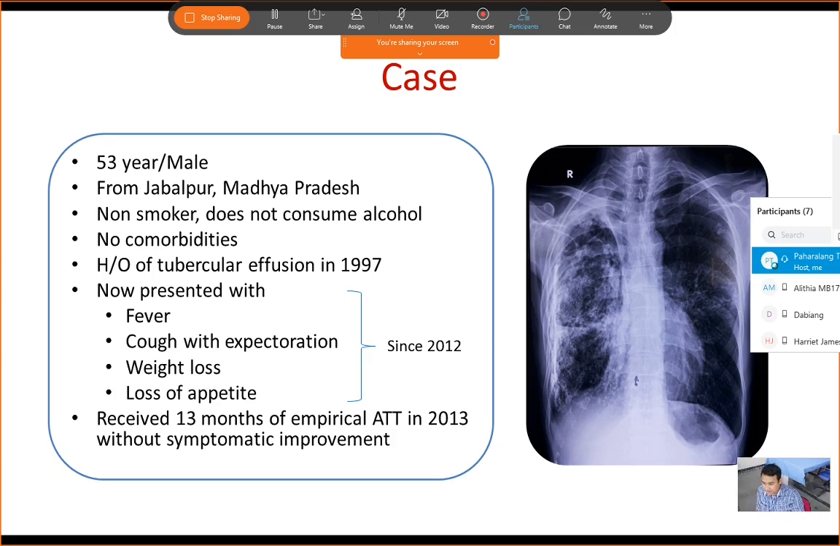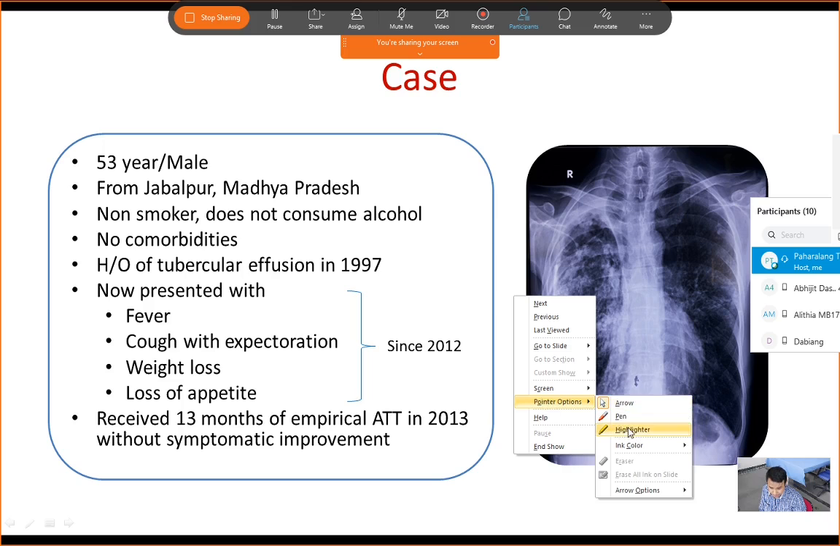So coming to a case, this was a 53-year-old male from Jabalpur in Madhya Pradesh. He was a non-smoker. He does not take any alcohol, without any comorbidities. And according to his file, he had a history of tubercular effusion in 1997. Then he presented to AIIMS with complaints of fever, cough with expectoration, weight loss, and loss of appetite since 2012. And in fact, throughout 2012 and 2013, he received 13 months of empirical ATT without any symptomatic improvement.